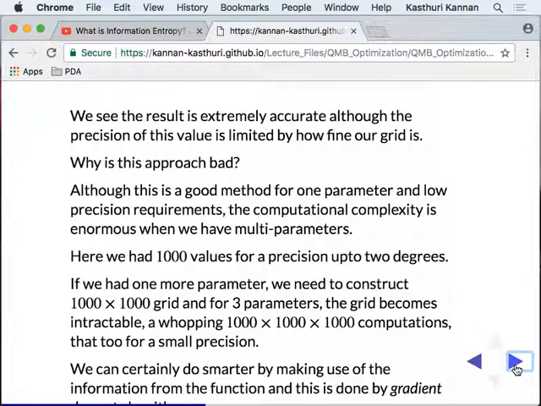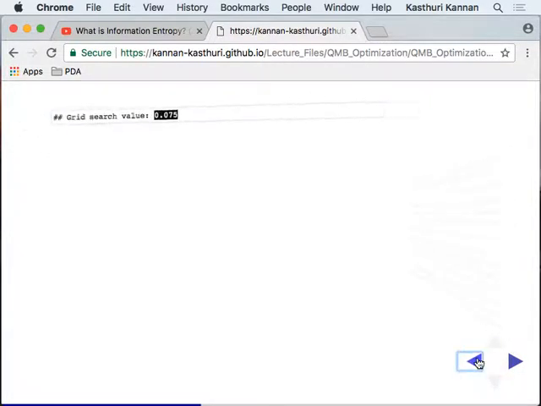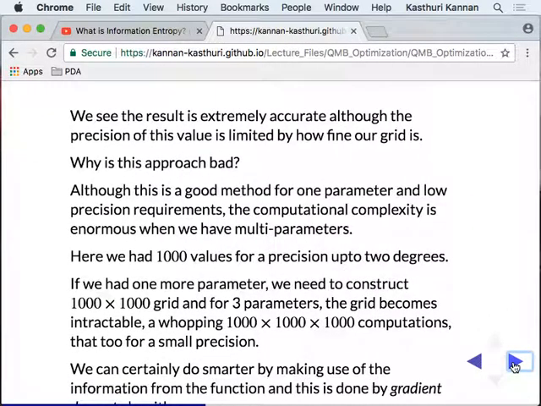But why is this approach bad? Before looking into that, why is the grid search approach not bad? Well, it's bad. We have to go through all the scenarios. Computation, yes. So just for one parameter, right? If there are several parameters, even for 3 parameters, you have to form a grid, and it also is restricted by the precision, right? So it depends on the parameters as well as how much precision we want. So we can certainly do smarter by making use of the function itself.